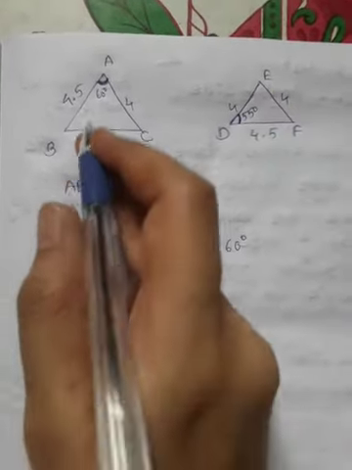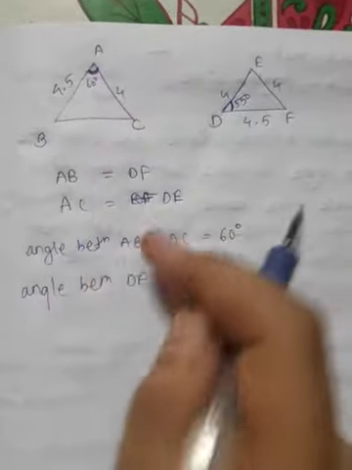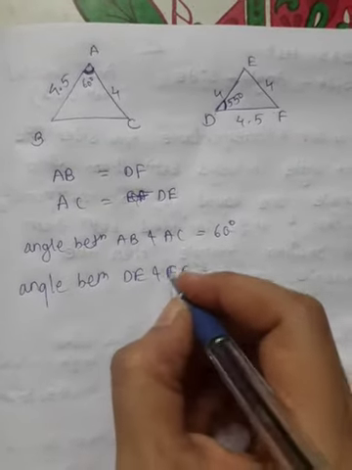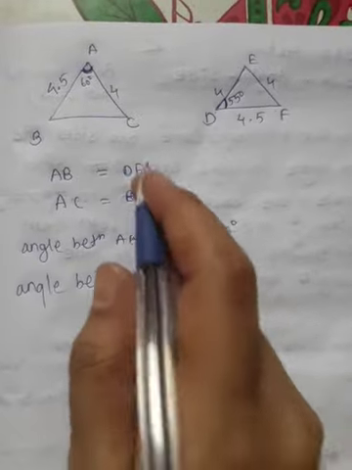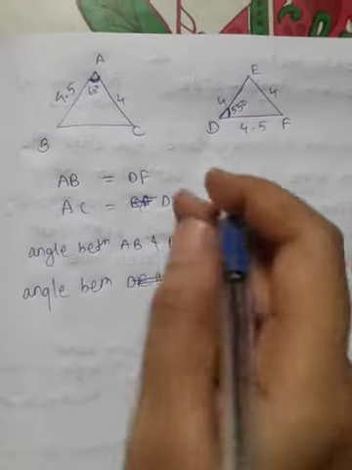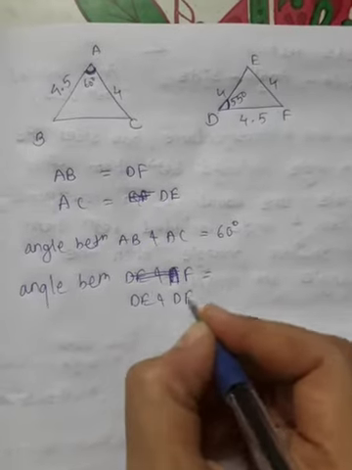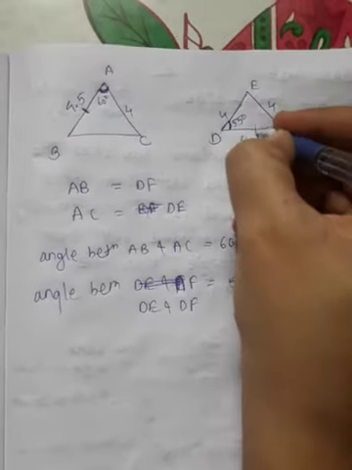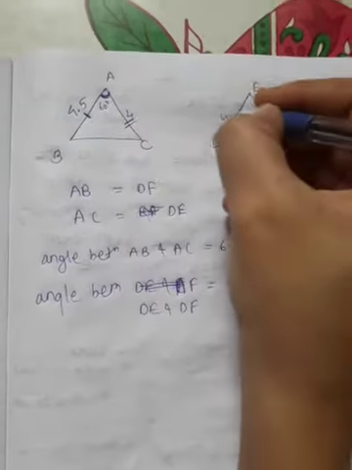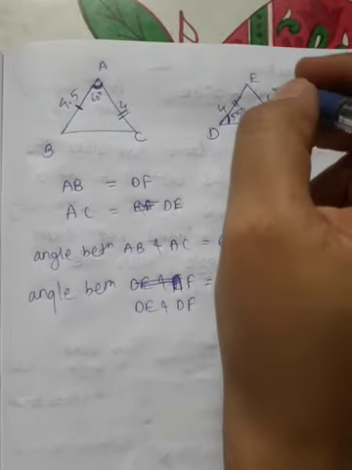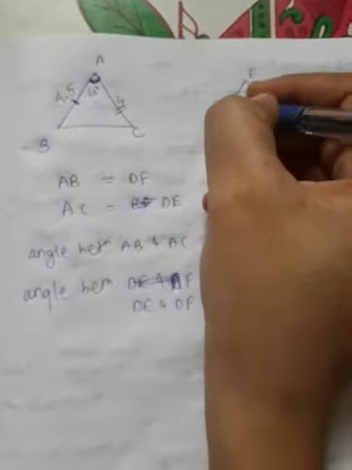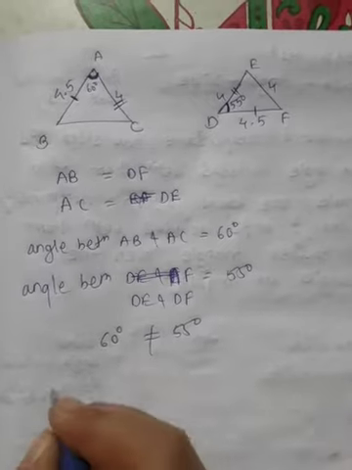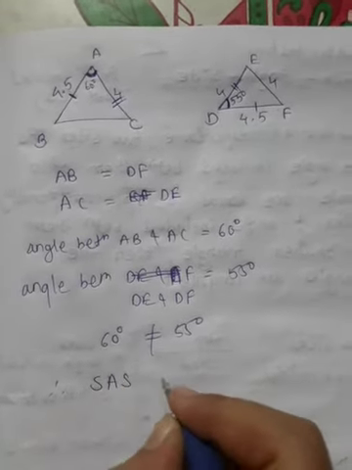The angle between AB and AC is 60 degrees, and the angle between DE and DF is 55 degrees. So here, two sides are 4.5 and 4.5, and 4 and 4. These two sides of the triangles are equal, but the angle included between these two sides is not equal. 60 degrees is not equal to 55 degrees, and therefore the SAS test fails.